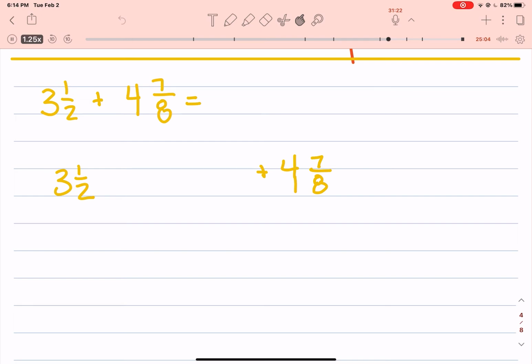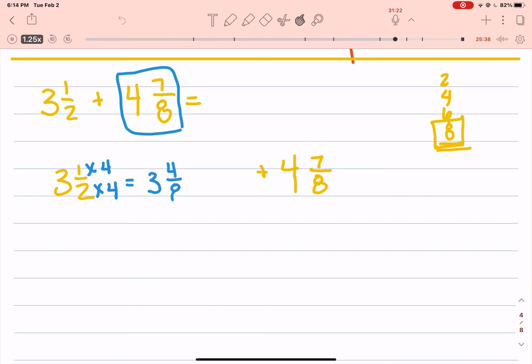Step 2, skip count to find the common denominator. So I'm going to skip count by 2 to 4, 6, 8. Oh, look. I find 8. I can use 8 as my least common denominator, and that's great because when I use eighths, I don't even have to change this one. I only have to change this one to eighths. So 2 times 4, 1 times 4 equals 3 4/8 plus 4 7/8. So my new example becomes 3 4/8 plus 4 7/8.